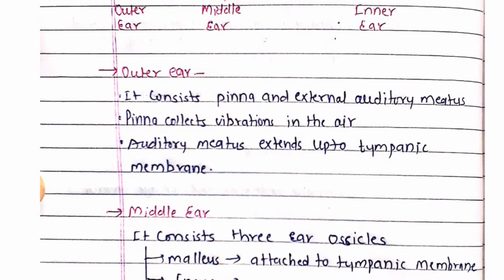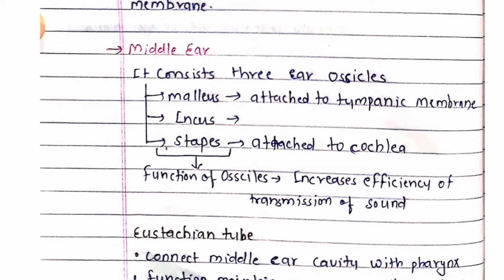The pinna collects vibration in the air. The auditory meatus extends up to the tympanic membrane. Next we have the middle ear. It consists of three ear ossicles, or you can say bones, which are malleus, incus, stapes. Malleus is attached to the tympanic membrane, stapes is attached to the cochlea, and the connection between malleus and stapes is the incus.